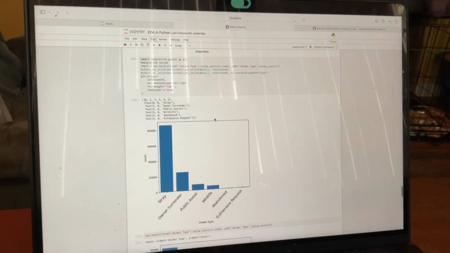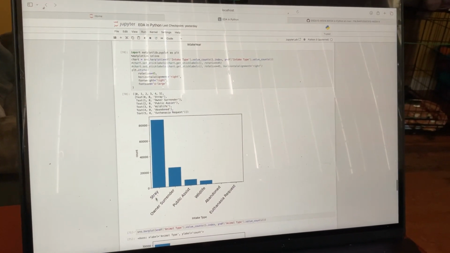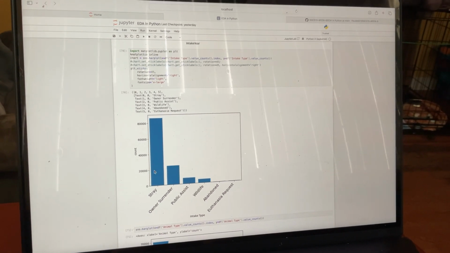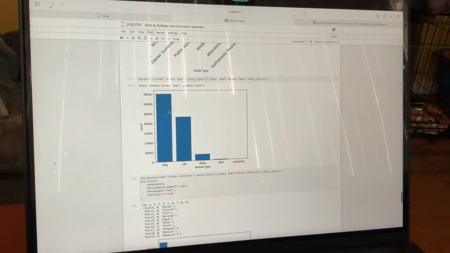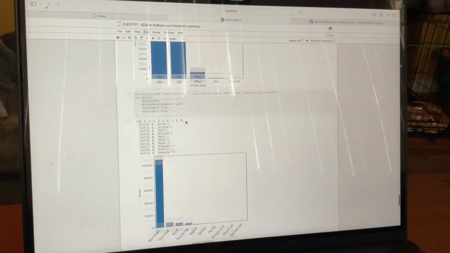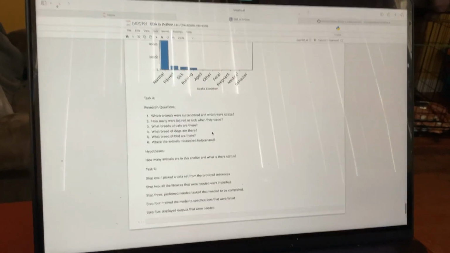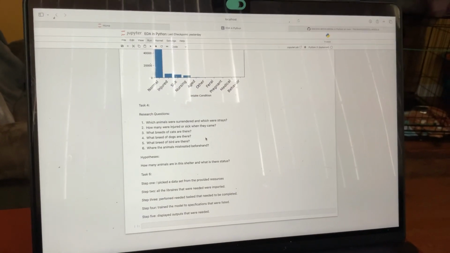And then this part is allowing the stray, the owner, and public and wildlife, so they're all here. Dog, cat, other, and bird. That's another bar graph here. Normal, sick, injured, and nursing. That's another question here. So task 4 was the research question and the hypothesis.